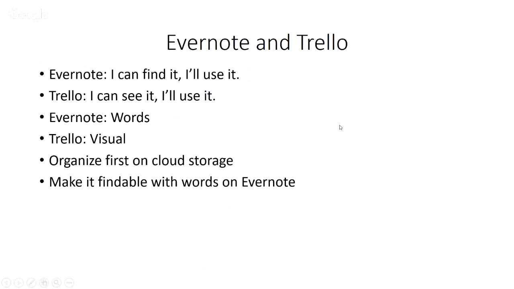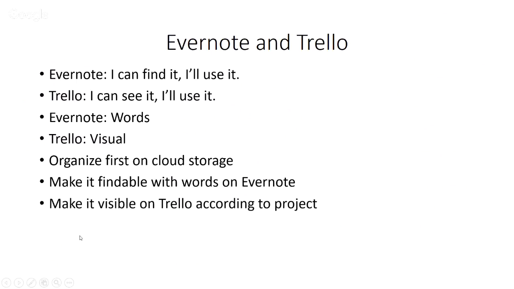I want to make it findable with words on Evernote. So I make it findable with words on Evernote by making sure that every note I have is documented thoroughly, right? And then you make it visible on Trello according to the project, right? What do I mean by that?